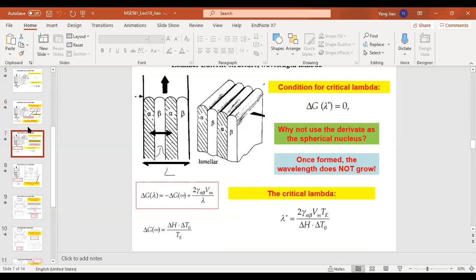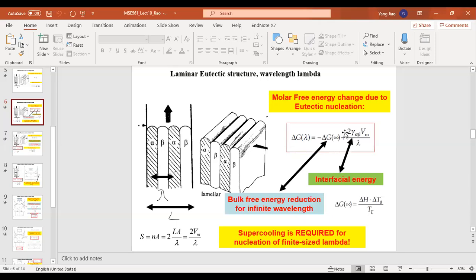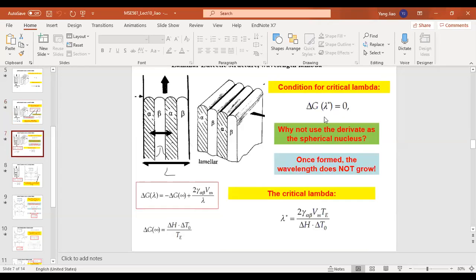But for now, because the wavelength is not changing, whenever you form this particular laminate alternating structure, it's going to remain like this. So the condition for the critical wavelength is simply delta G at this lambda star equals 0. We're not looking for the derivative, right? Because even if you look at the derivative, you're going to have a positive energy change, but this positive energy change will not be reduced. So we will not use that point. We just use the point where you have the right lambda, so there's no difference between the solid and liquid energy. When we talk about solid, we consider both the interface and the bulk free energy reduction, which is this term, and this is the contribution of the interface.